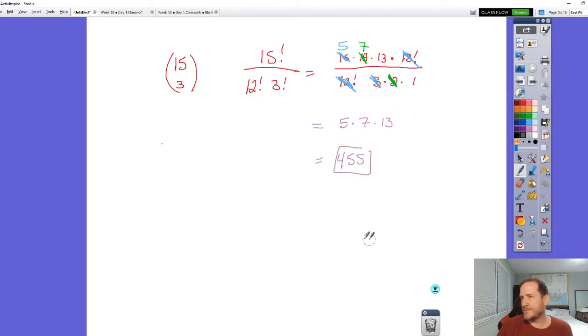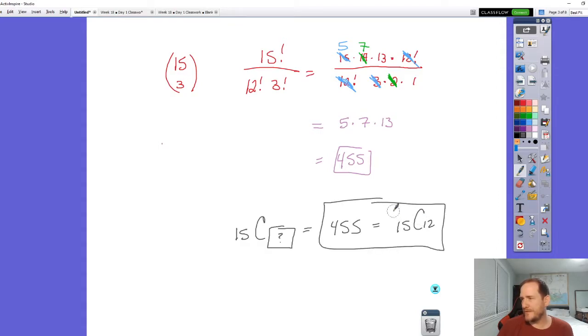And again, just for argument's sake, 15 choose what now? It would also be 455. Well, choosing 3 is the same as saying no thank you to 12 of them, right? So it would be the same as 15 choose 12. We know that for a fact. 15 choose 12 must be the same as 15 choose 3. Okay.